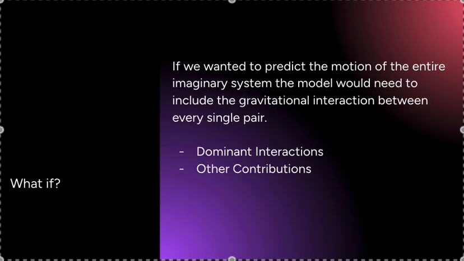Then we had the what-if of the entire system. If I wanted to predict the motion of the entire imaginary system, the black hole, the star, the planet, the moon, and the spaceship, the model would need to include the gravitational interaction between every single pair of the 5 objects. We had the dominant interactions, which were the interactions involving the most massive objects, primarily the gravitational pull between the black hole and the star, which would be the biggest contributor to the system. But we would also have other contributions, such as the forces involving the relatively small spaceship, but they would be least dominant compared to the other forces.